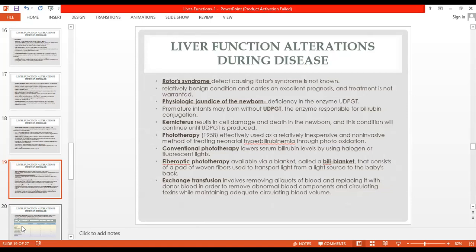Alternatively, fiber optic phototherapy is also available via a blanket called the Biliblanket that consists of a pad of woven fibers used to transport light from a light source to the baby's back. The light generated through the blanket breaks down the bilirubin through photooxidation.